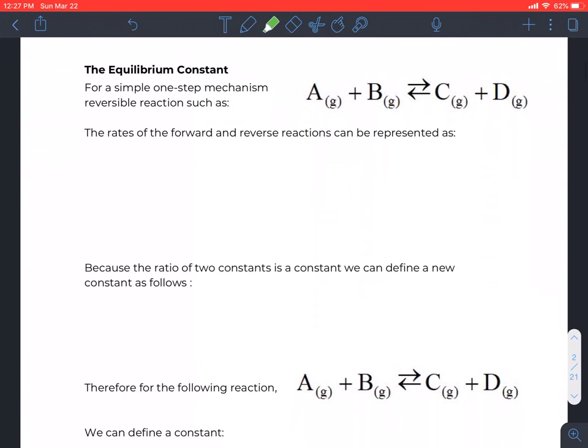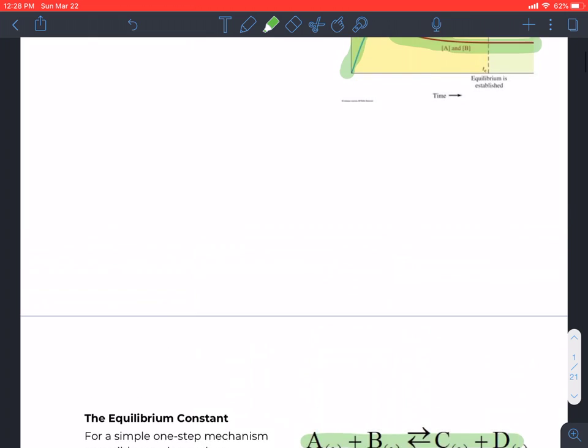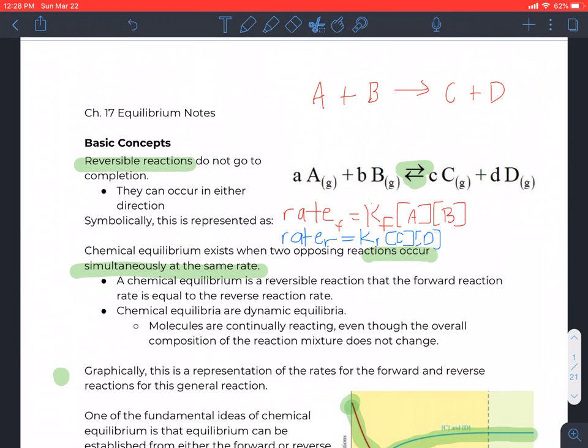So let's talk about the equilibrium constant. For a simple one-step mechanism, reversible reactions such as this, where A plus B yields C plus D and then turns around, the rates of the forward and the reverse reactions can be represented as what we drew above. I'm just going to copy those, and let's see if this works. Nope, that's going to butcher it. So let me just rewrite that.